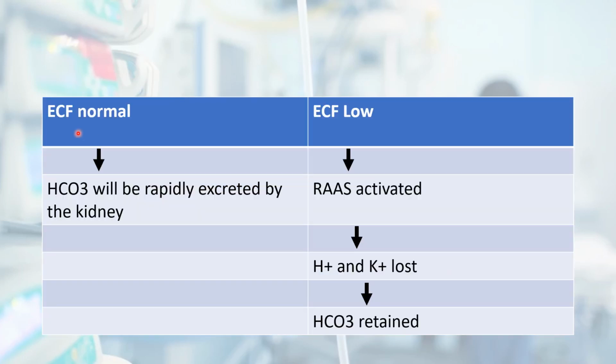Now, when the ECF, that is the extracellular fluid, is normal, HCO3 will be rapidly excreted by the kidney. In conditions when the extracellular fluid volume is low or there is hypovolemia, the renin-angiotensin-aldosterone system is activated. As a result, sodium and water are retained. Potassium as well as the proton ion is lost, and so HCO3 is retained.